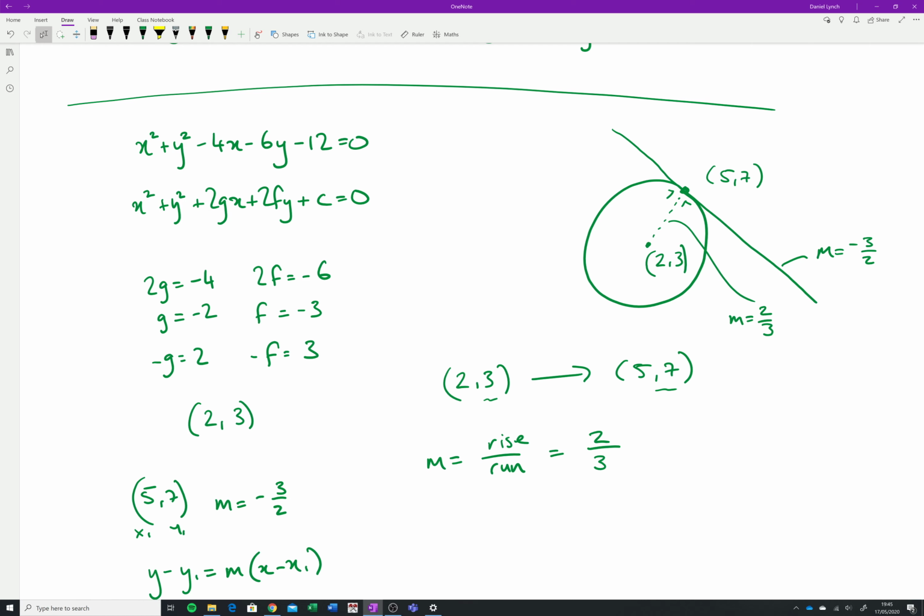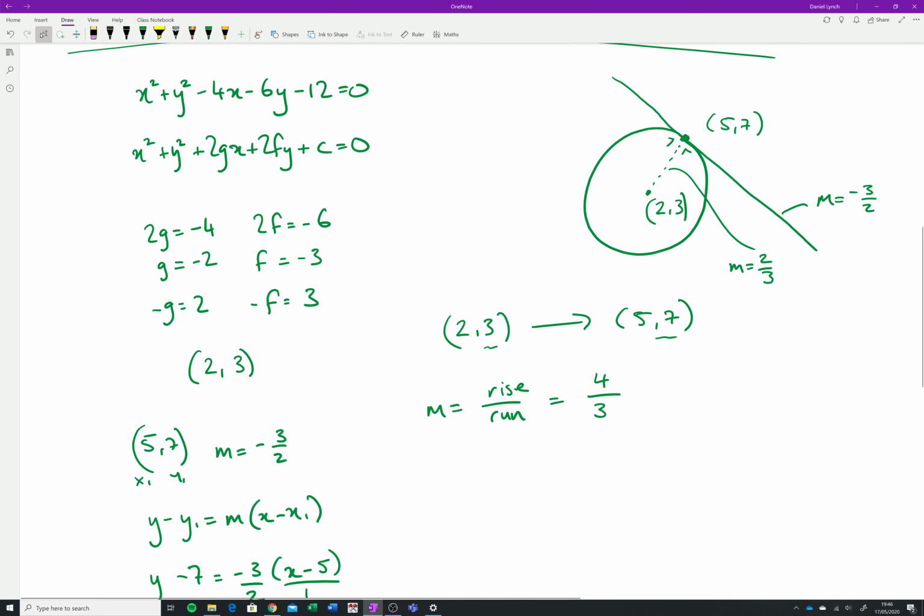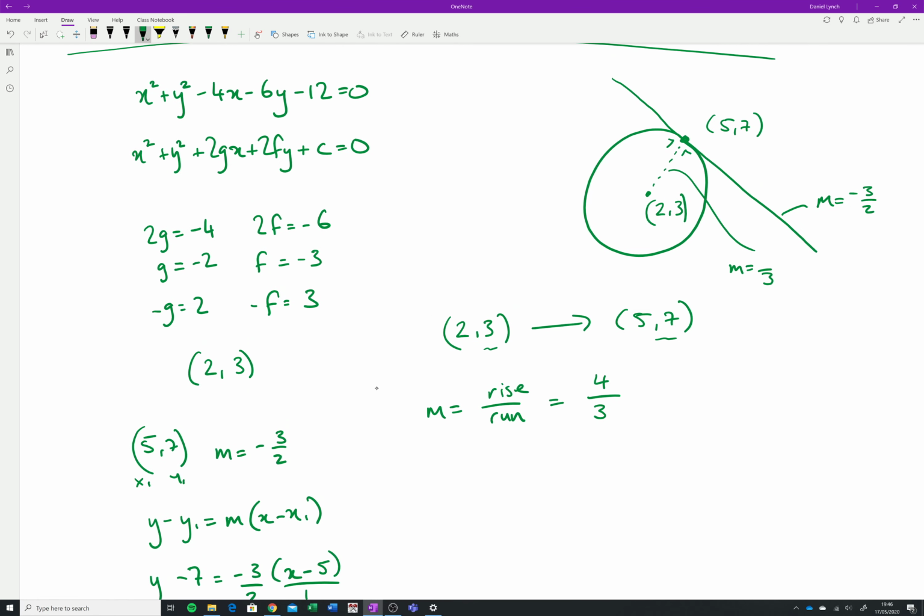So x squared minus 4x. Okay, so the center we said was 2, 3. The point is meant to be 5, 7. Okay, rise, which is 4. Oh my god. Did I really say that? Why did I say 2? What was I thinking of? Who knows? 4/3. God, that's awful.